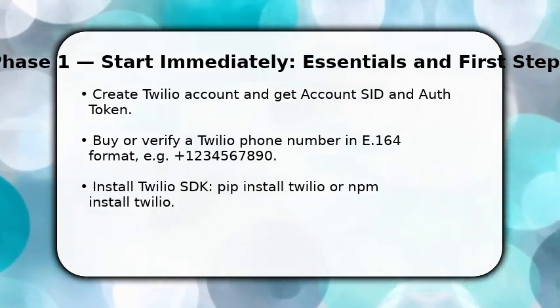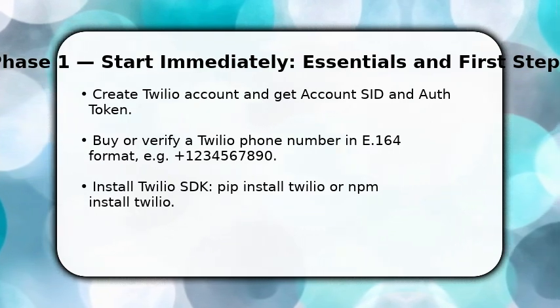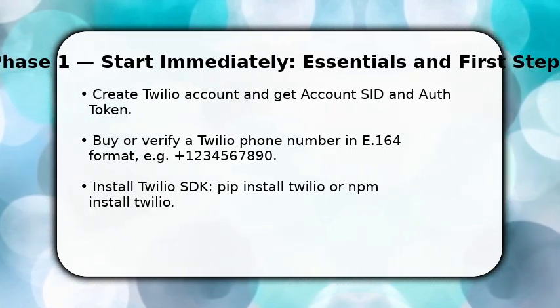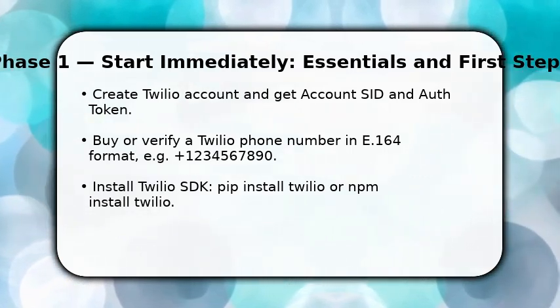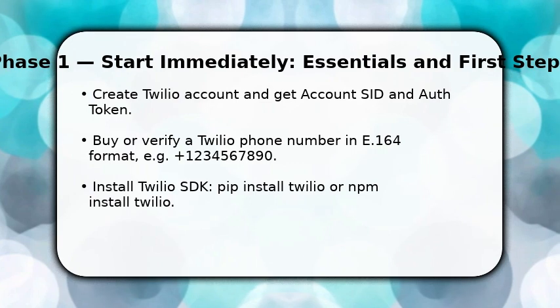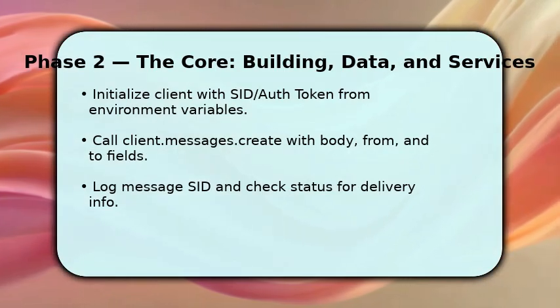Next, install the Twilio SDK for your language. For Python, use pip install Twilio. For Node, use npm install Twilio. Make sure you also have the destination number verified if using a trial account, and then move on to writing the send. You now write the sending routine.